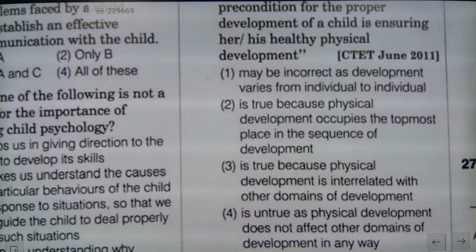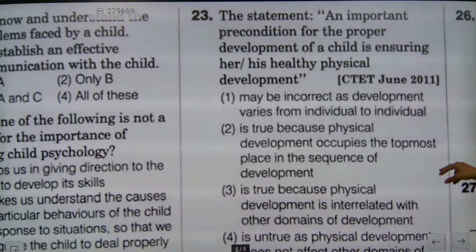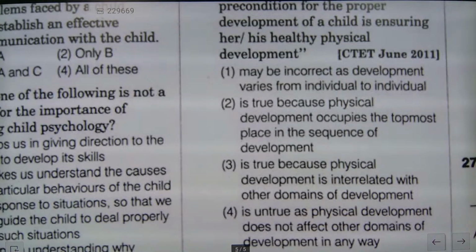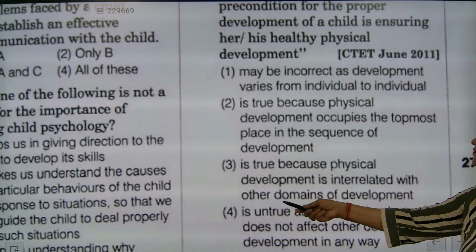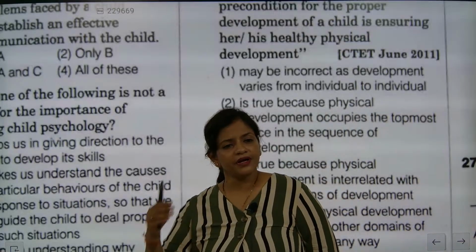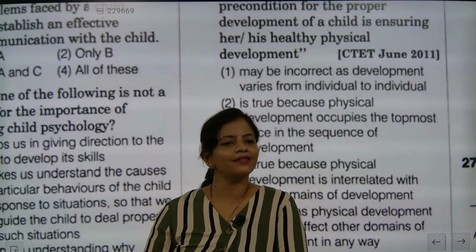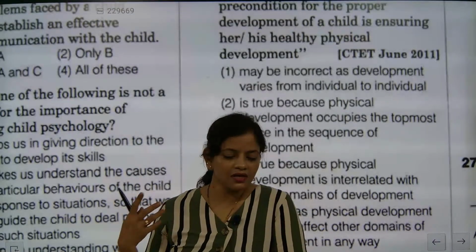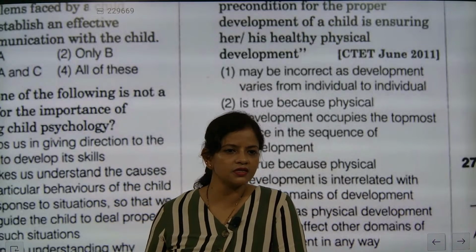See, you check the question. What is the question here? The statement, an important precondition for proper development of a child. So physical condition, physical health, it is connected to physical health of a child. Physical development is interrelated with other domains of development. Correct only, na? So you need to understand one thing. If your mental health is okay, physical health will be okay. Correct, na? Physical health is a reflection of your mental status, economical status, social status, everything.